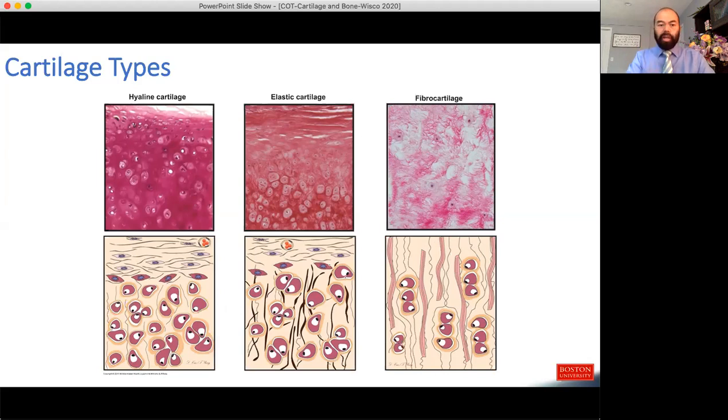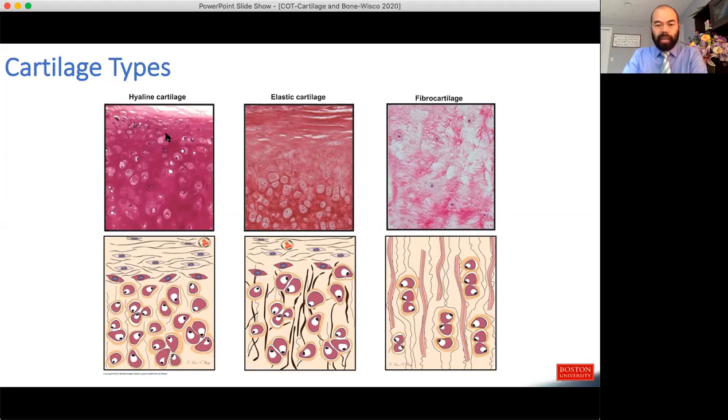But what we do know is some of these cells that are actually mesenchymal stem cells are going to differentiate into chondroblasts, and you can see that represented here by this row of 4 cells under hyaline cartilage and elastic cartilage. Note that we don't have the same type of arrangement of cells in the fibrocartilage.